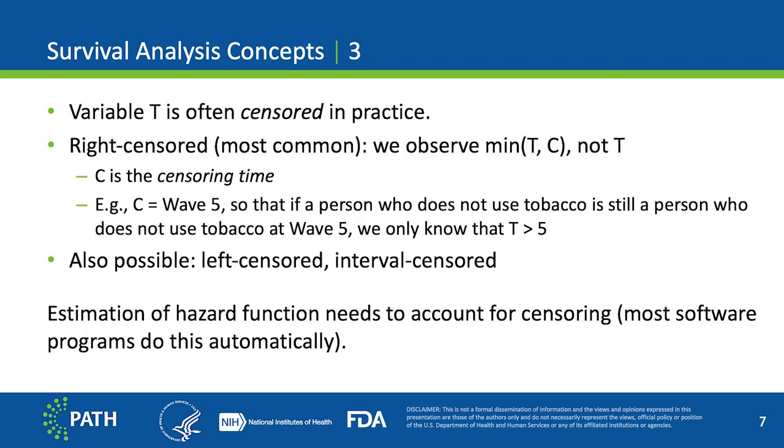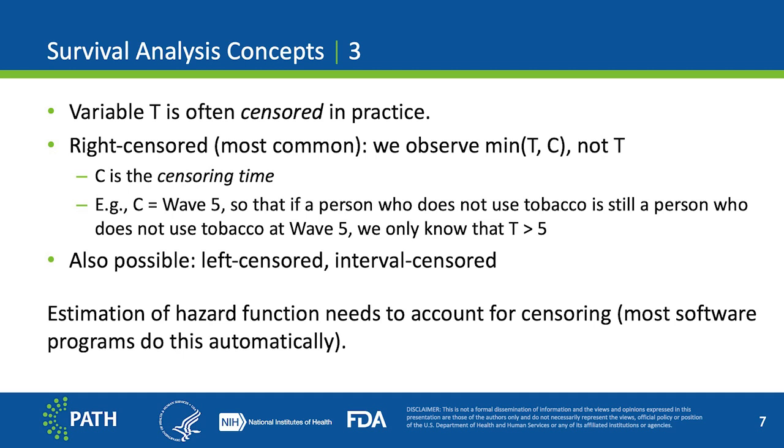In practice, this random variable t, the time at which an event occurs, is rarely observed over the whole possible duration, meaning all the possible times at which the event can occur. It's almost always censored. The most common censoring is right-censored, which says that we don't observe t, we observe t if it's smaller than its censoring time c. And otherwise, we just know that t happened at some future time later than c. Put another way, we observe the minimum of t and c, where c is the censoring point.